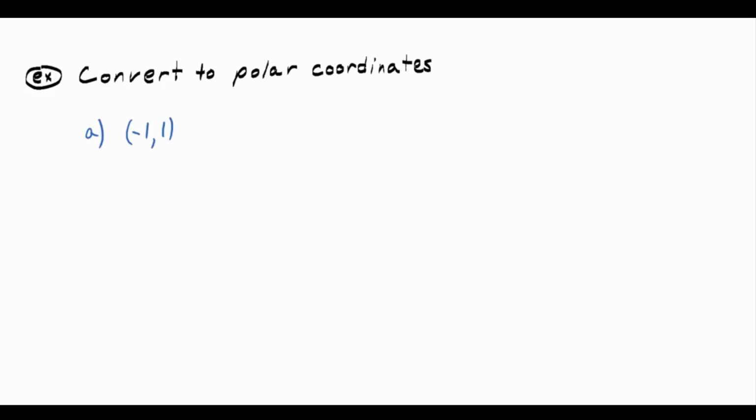Convert to polar coordinates. So what am I telling you then? If I say convert to polar coordinates, what is this -1? Is it an r, a theta, an x, or a y? It's an x value, because if we're converting to polar coordinates, that means we're starting in rectangular coordinates. Is that clear?